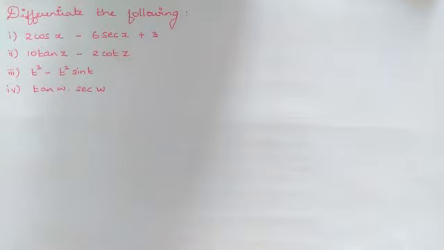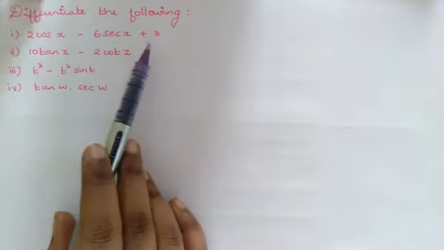In the previous video, we were discussing differentiation of trigonometric functions, the basic formulas. Now, let's discuss a few examples of this type. The first sum which we are going to discuss is: differentiate 2 cos x minus 6 secant x plus 3. Let's differentiate. So, we are going to work on the solutions now.